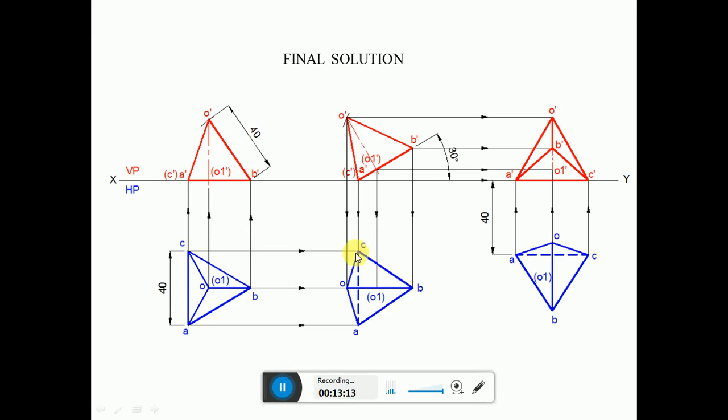So hence, here a tetrahedron of 40 mm side rests on one of its sides on HP such that the base containing that edge makes an angle of 30 degree with HP, and the base is parallel to VP when it is 40 mm away from it. So since we have considered all these conditions, the problem is right.